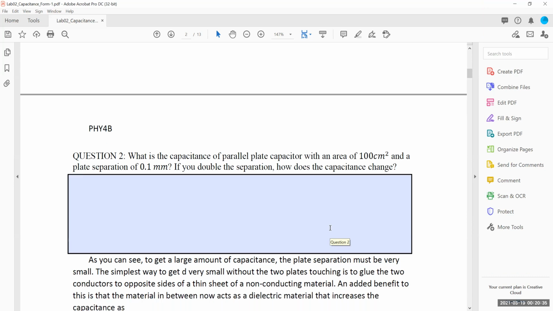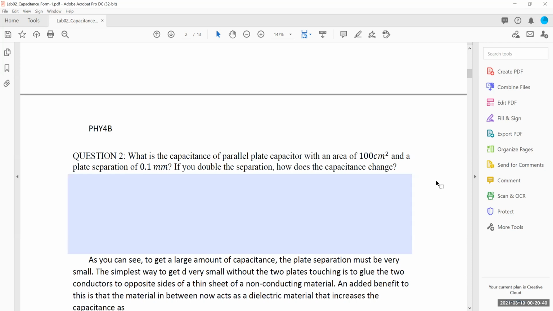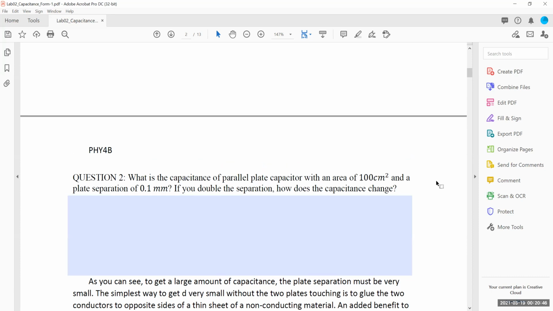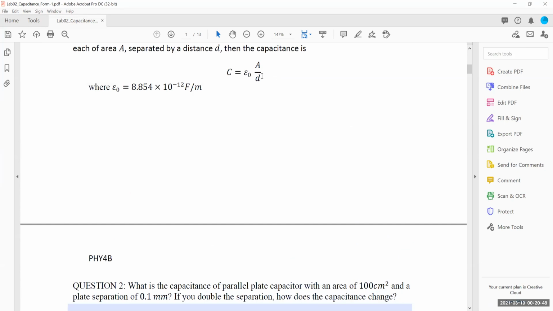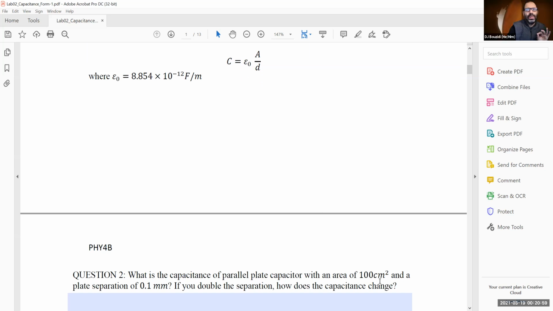Okay. Professor, for number 2, when we plug in our values, we're converting the 0.1 millimeters to meters so that it's in the same unit as the epsilon naught. Everybody has to be in SI here. In whatever you're working in, everybody has to be in SI. Distances are in meters, which means areas are in meters squared, not in centimeters squared. Volumes are in cubic meters, not in cubic centimeters or liters or any other unit for volume. So everything has to be in SI. Distances are in meters. Epsilon naught is in farads per meter.